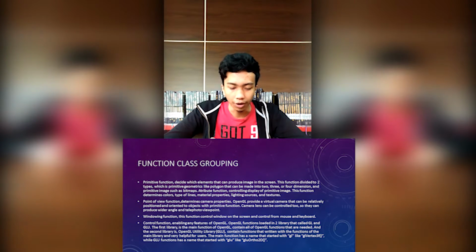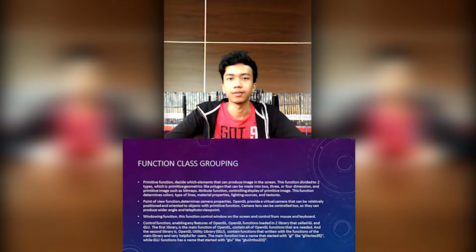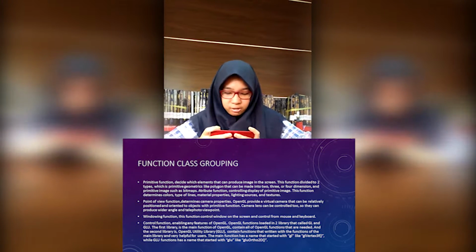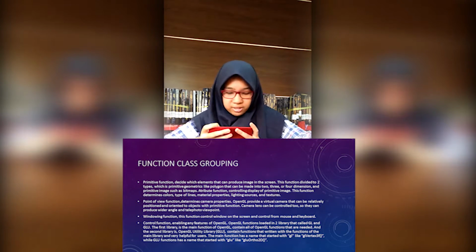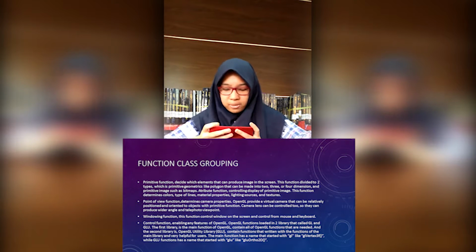2. Point of view function determines camera properties. OpenGL provides a virtual camera that can be positioned and oriented relative to objects with primitive functions. Camera lens can be controlled too, so they can produce wider angle and telephoto viewpoints. 3. Windowing function. This function controls windows on the screen and control from mouse and keyboard. And 4. Control function, enabling any feature of OpenGL.